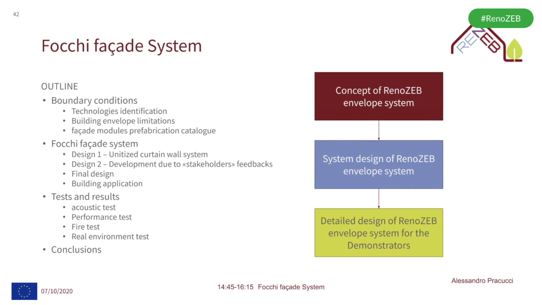Then we'll move on to the presentation of the Focchi facade system, which has been defined with different solutions. A couple of designs have been evaluated and I'm going to present them during this presentation. Then I'll move to the final design, the one intended for installation in our demonstration. There is also the prototype tested in the different validation activities conducted until this moment. And finally, I show you the results of all this activity, and I collect some conclusions for your use.